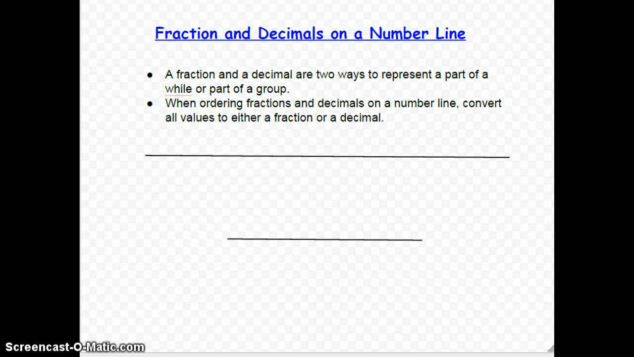The second point I wanted to make sure we are really thinking about is that when we decide to order fractions and decimals on a number line, we are going to convert those values to either all fractions or all decimals. That'll make it much easier.